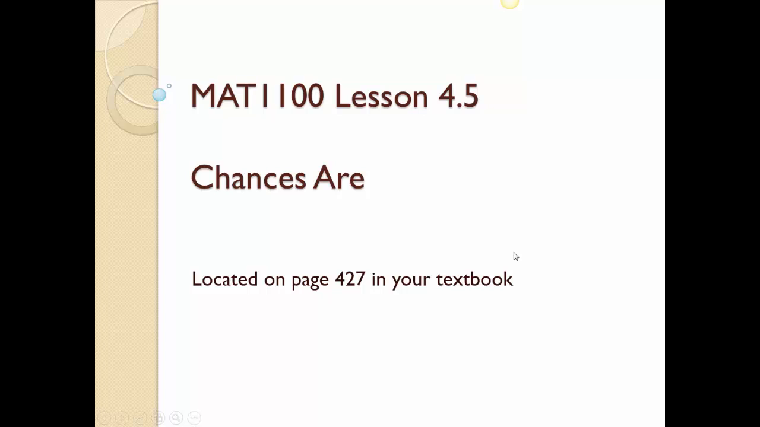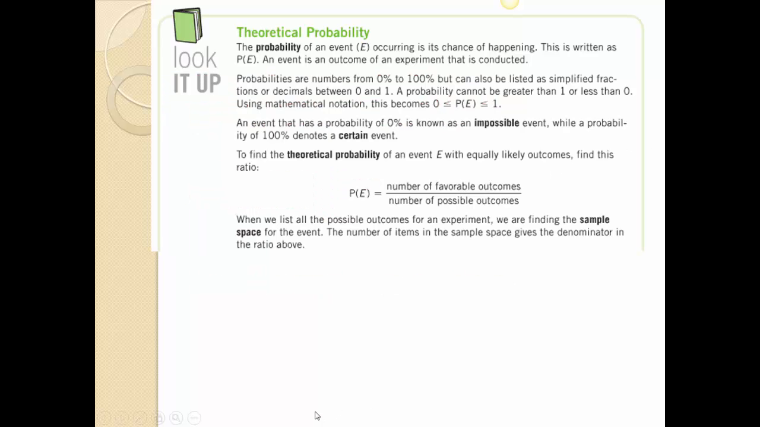All right, and then 4.5, this is one of our introductions to probability and statistics that we're going to cover in this course. And this is on probability. And the section starts out by talking about theoretical probability. And theoretical probability is where we know the outcomes, they're generally equally likely, and we can work the problems.